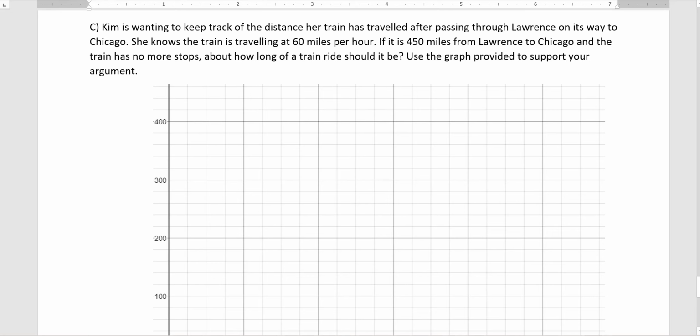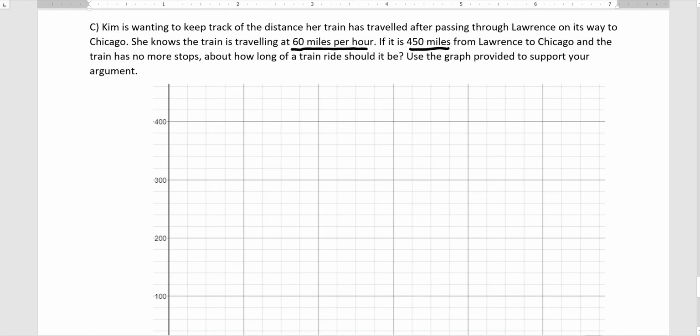Kim is wanting to keep track of the distance her train has traveled after passing through Lawrence on its way to Chicago. She knows the train is traveling at 60 miles per hour. Okay, that's some important information. If it is 450 miles from Lawrence to Chicago, so that's the total distance we need to travel, the train has no more stops. About how long of a train ride should it be? Use the graph provided to support your argument.